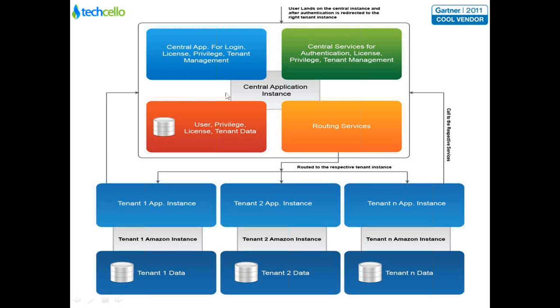So this is a pictorial representation of that. The central application instance had the user privileges, tenant data, and all the services which can be consumed by the various instances, along with the routing services pointing to the appropriate instance. When the tenant logs in, they get authenticated, their appropriate settings are passed on to the instance, and that respective instance starts serving that tenant.